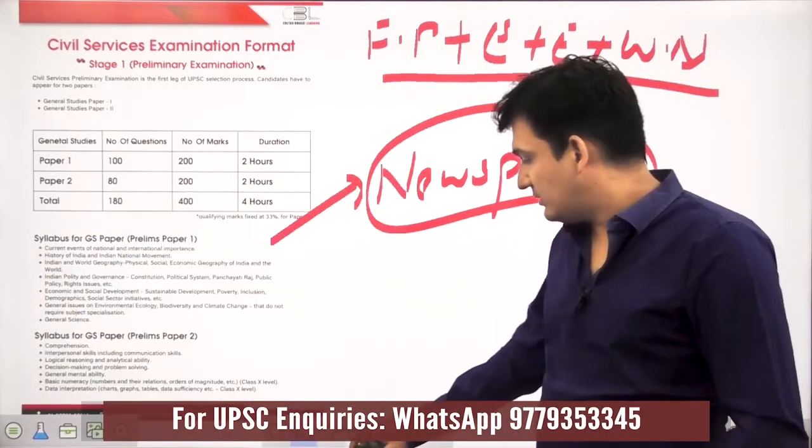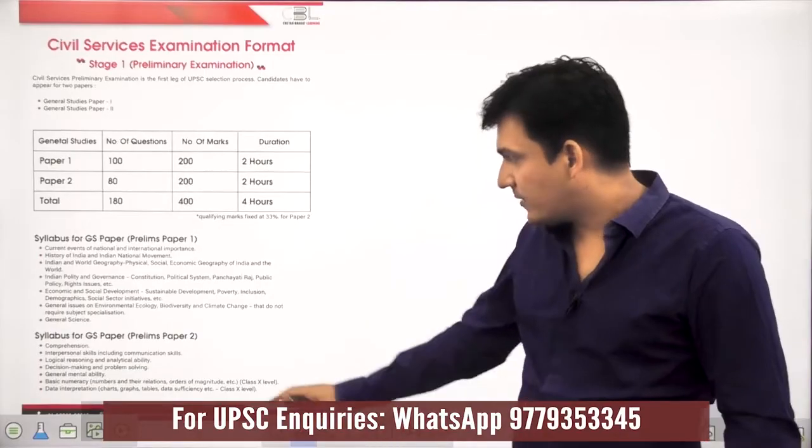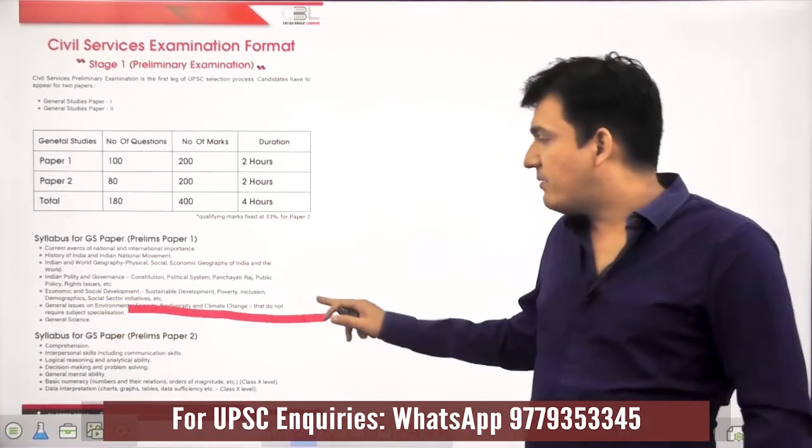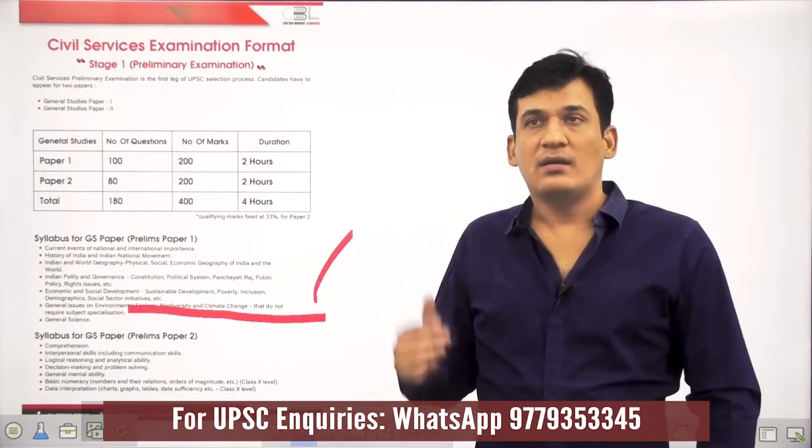Okay, this much. Then the next topic is going to be the basic environment, ecology, biodiversity and climate change. Very, very important topic. From climate change in agriculture, UPSC asks a good 15 to 20 questions. So when you are reading newspaper, keep an eye on any development which is related to this one.